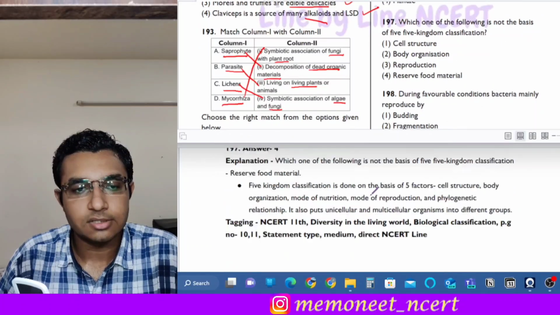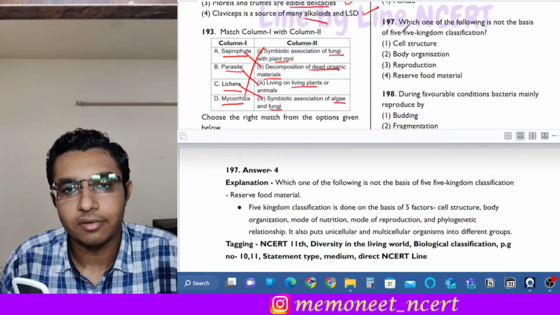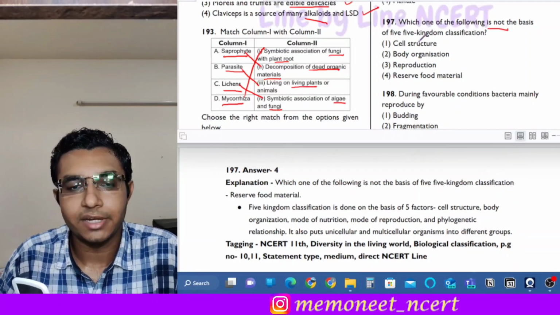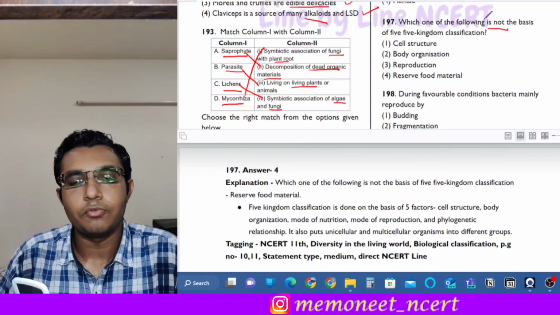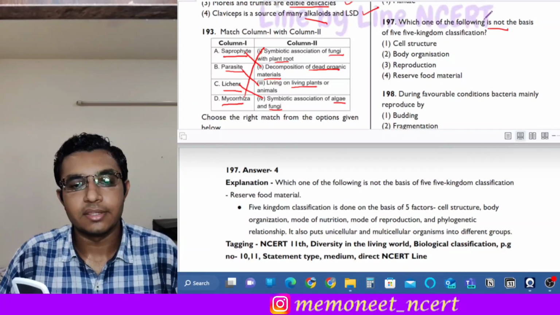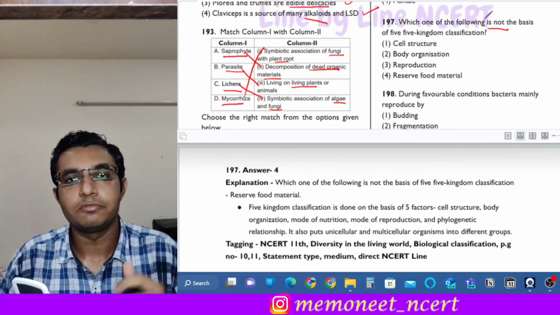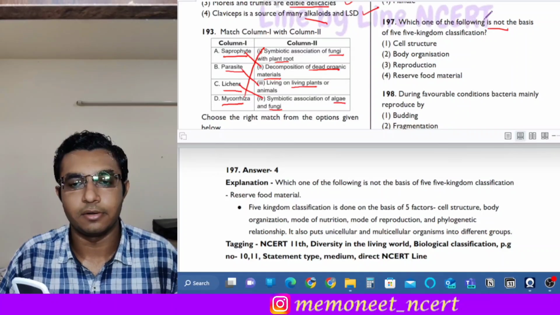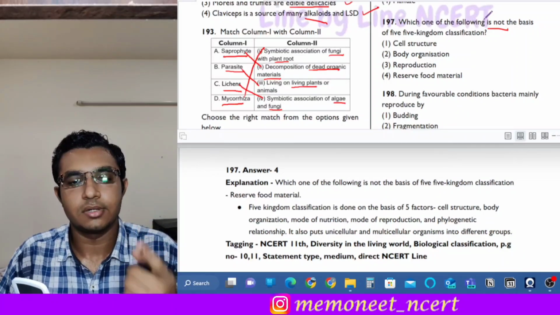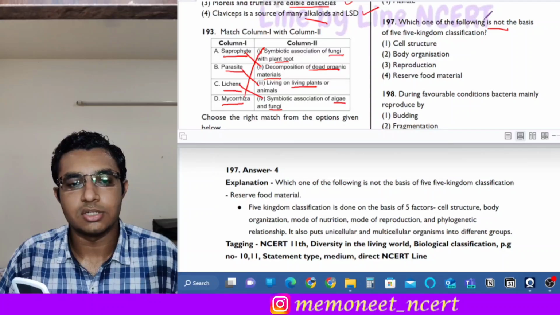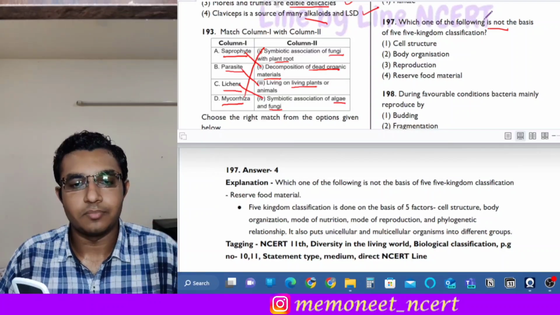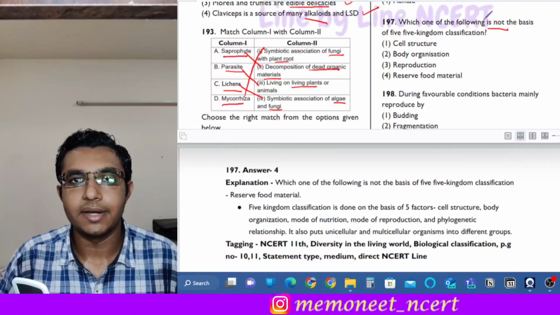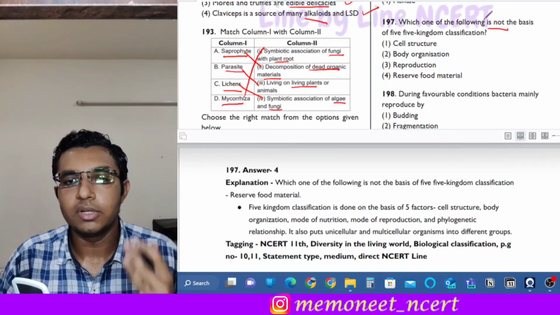Moving on to the next question, that is question number 197. It states which of the following is not the basis of five kingdom classification. Okay, so for the five kingdom classification, there are five factors on the basis of which an organism is classified. The first is cell structure, second is body organization, third is the mode of nutrition, fourth is the mode of reproduction, and fifth is the phylogenetic relationship. So these are only the five factors.